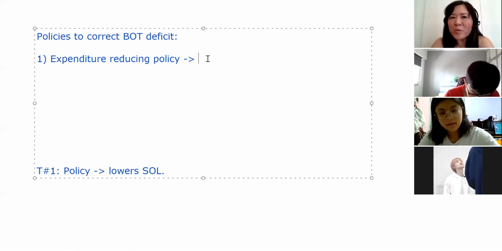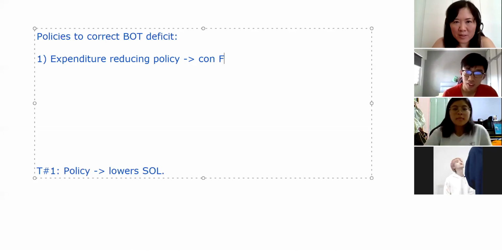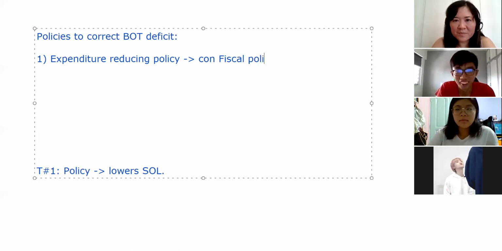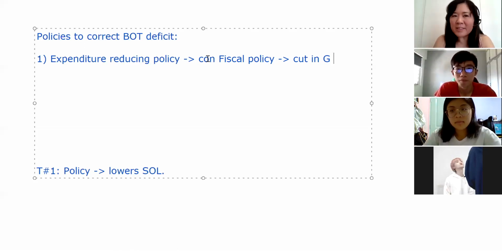Okay, expenditure reducing policy, right? I would think that it's better to talk about the contractionary fiscal policy. This one will involve the cut in G. Later I'll show you. So you see, how does it work? A cut in G, how does it work to solve the BOT deficit?